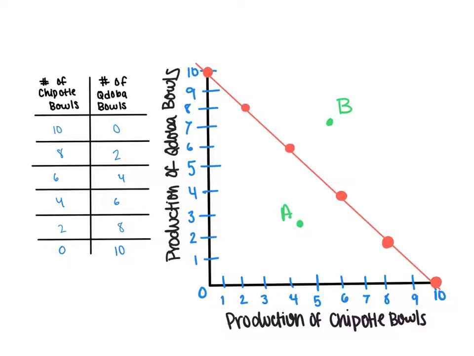But if we have point C, let's say, for example, this point is not only possible, but also the most desirable because it takes advantage of the maximum output as per the given resources. In fact, any point on this line will show the maximum possible output.